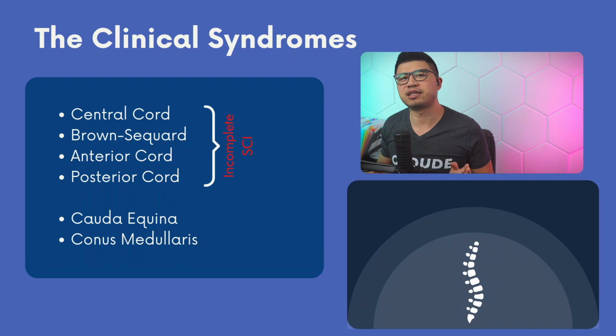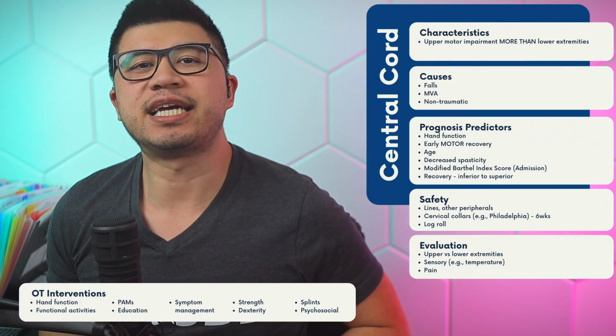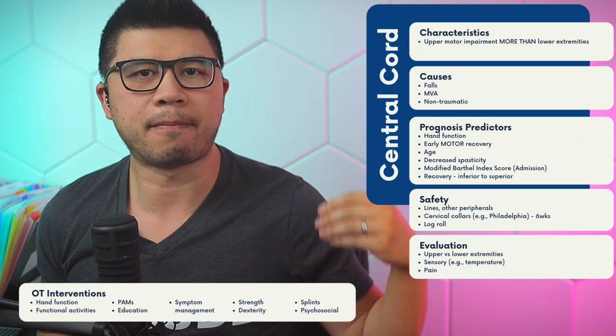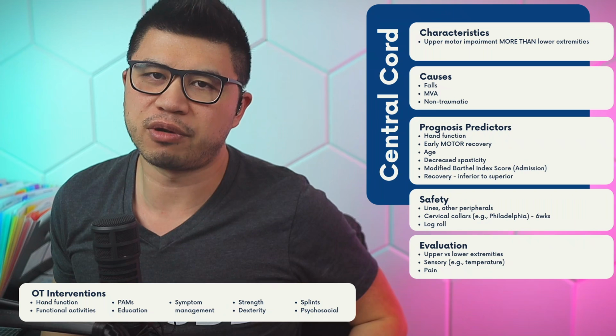Not included in the list are Cauda and Conus and Cauda medullaris, the ones that are named after their anatomical landmarks towards the lower inferior part of the spinal cord. Clinical syndromes are considered a subset group of the broader spinal cord injuries. Central cord syndrome is characterized by a disproportionate motor impairment more in the upper extremities than the lower extremities.